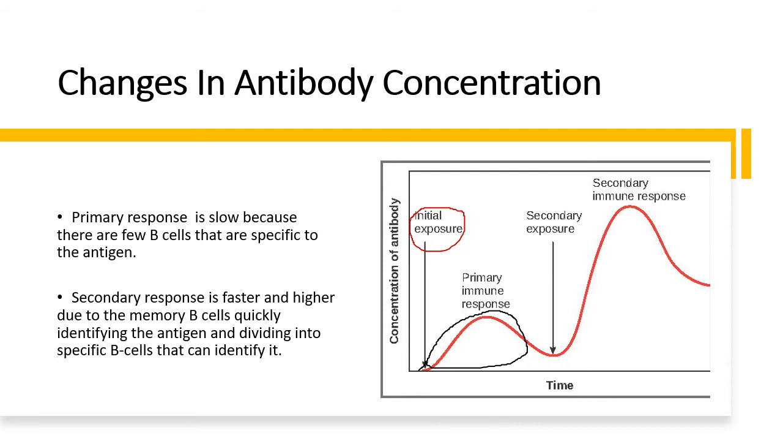And what the body will then do is simply reproduce the plasma cells or the antibody cells that had been made before, so that the cells are able to go and attack the antigen. As a result of that, the secondary immune response is faster because the immune system is not starting from scratch. It's starting based on the knowledge it already has of the antigen.